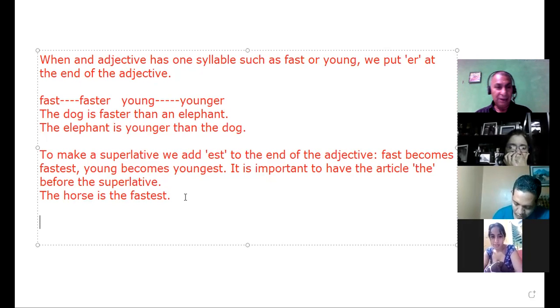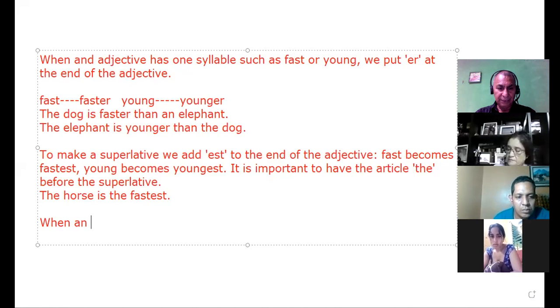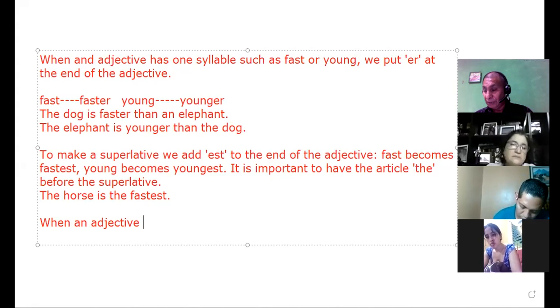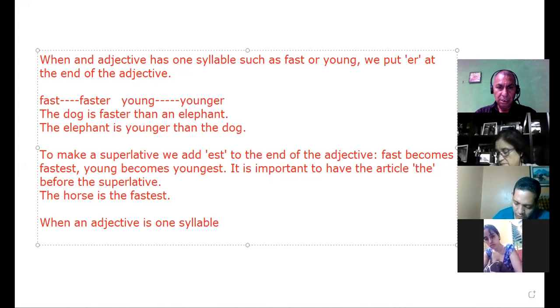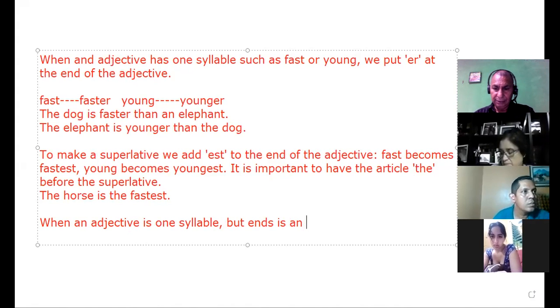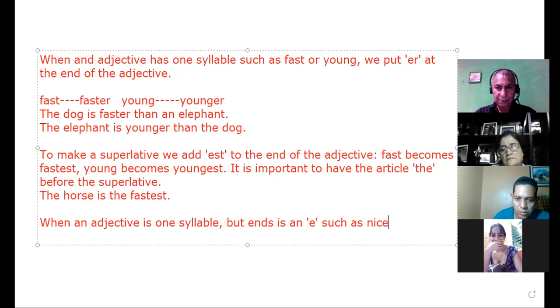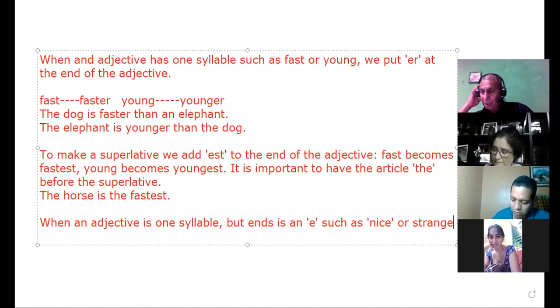So this is another rule we're going to learn. This is the second rule. When an adjective is one syllable, but this is the difference, it ends in an E, such as nice. See, nice ends in an E. Or we have another one too, strange. Nice or strange.